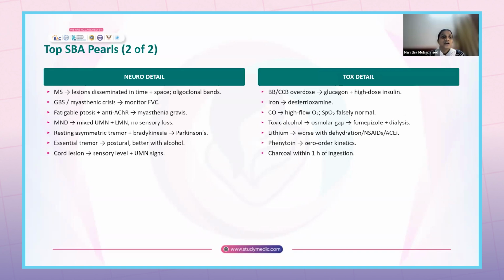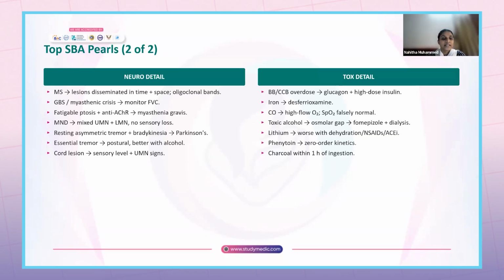Multiple sclerosis: the lesions will be disseminated in time and space. Patients will have different types of lesions at different times. There will be CSF oligoclonal bands. GBS and myasthenia: we have to monitor forced vital capacity. Myasthenia gravis, there will be ptosis plus. Also keep in mind LEMS. LEMS is seen in small cell carcinoma lung.